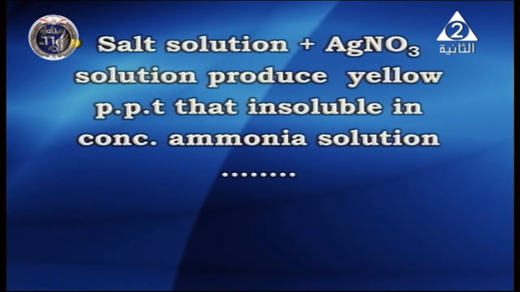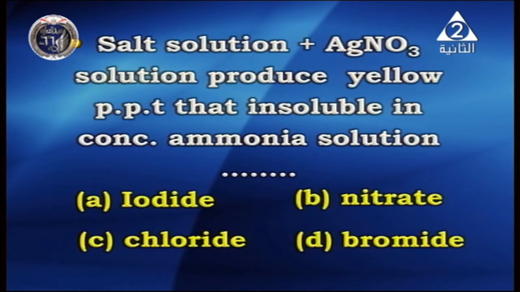Salt solution plus silver nitrate solution, it produces yellow precipitate that is insoluble in concentrated ammonia solution. Is it iodide salt or nitrate salt or chloride salt or bromide salt? If you think about it, my dear student, yes, it will be iodide salt.